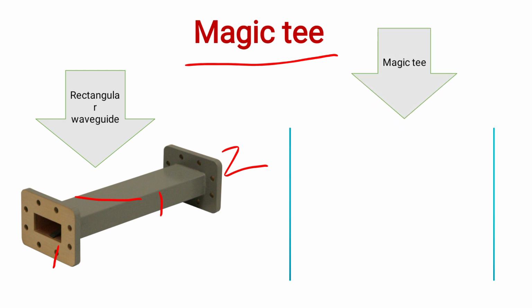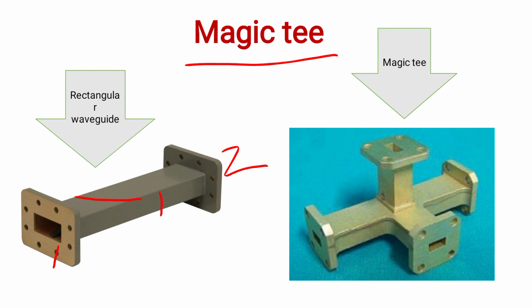Let's see the magic T. It is the magic T. We know it is port 1, it is port 2, and it is port 3 and it is port 4. Here port 1 and port 2 are the collinear ports, that means these two ports exist in the main waveguide, and this port 4 represents the E-plane T because this fourth port is connected to the broader dimension of the rectangular waveguide, and this port 3 represents the H-plane T because this port 3 is connected to the narrow dimension of the rectangular waveguide, and the combination of both H-plane T and E-plane T is known as magic T.